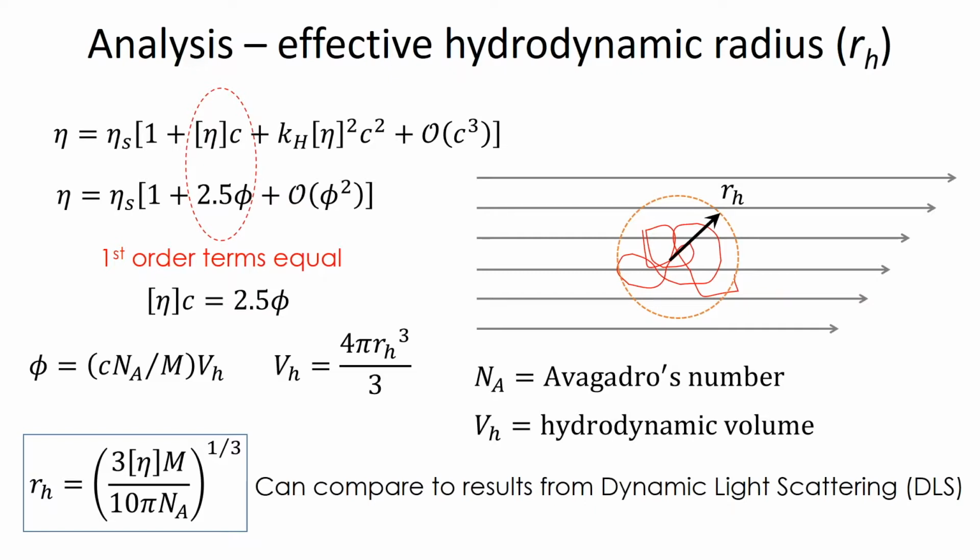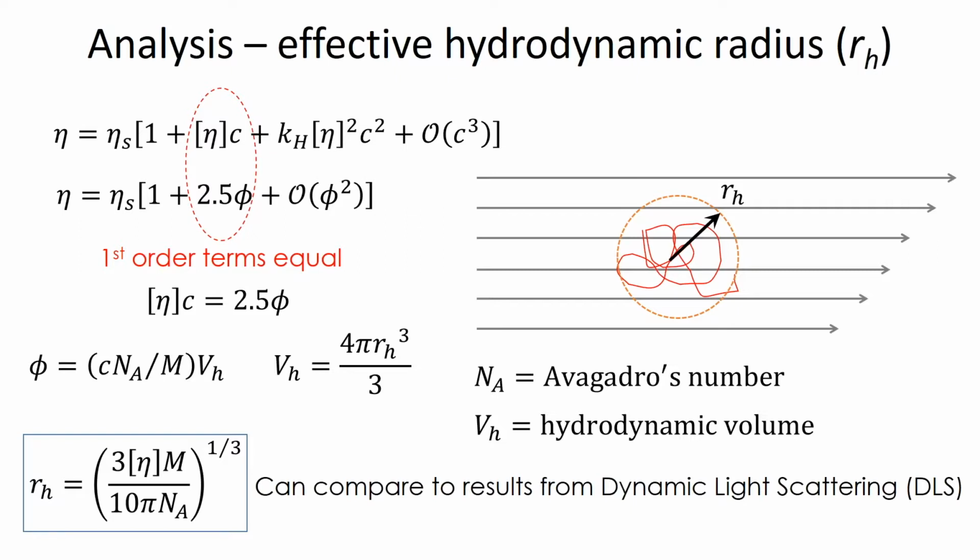So there's one more type of analysis that we can use. If you remember, earlier on I said that we can do the expansion in terms of either concentration of your molecules or an effective hard sphere size of your molecules. The reason this is valuable is that if we look at both of these expansions, we realize that the first order terms need to be equal. By setting these terms equal, we are able to establish a relationship that allows us to calculate the hydrodynamic radius.